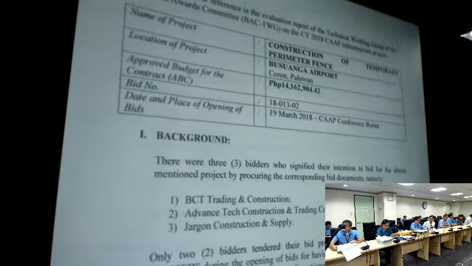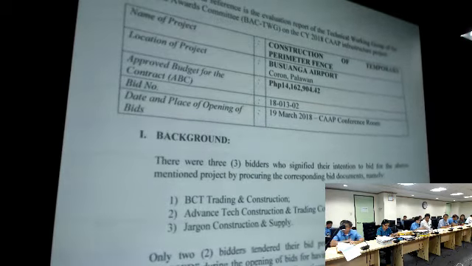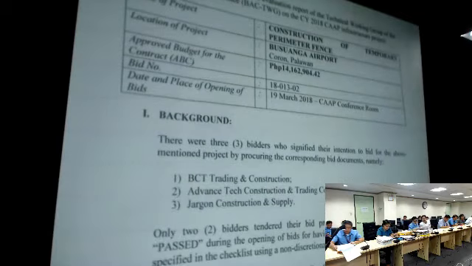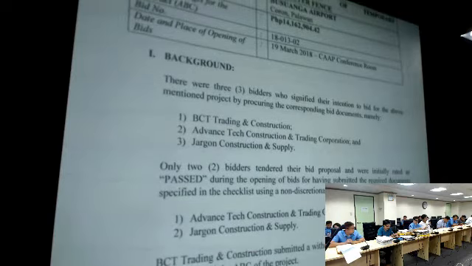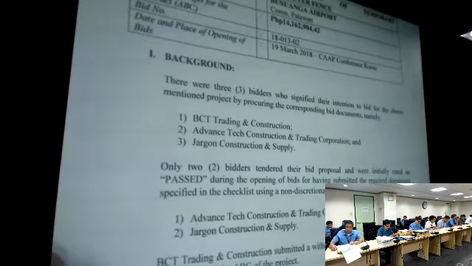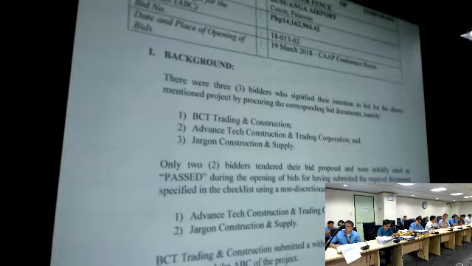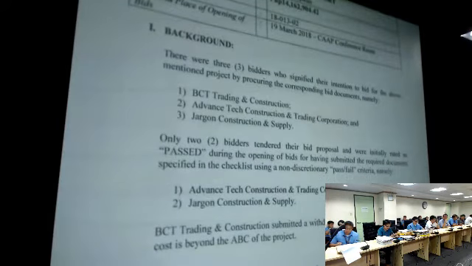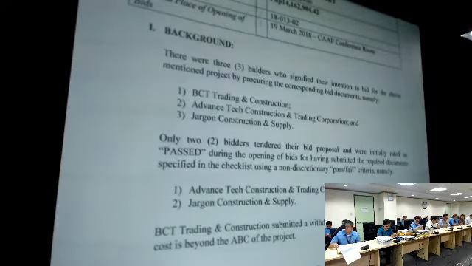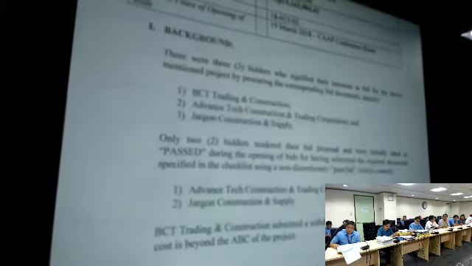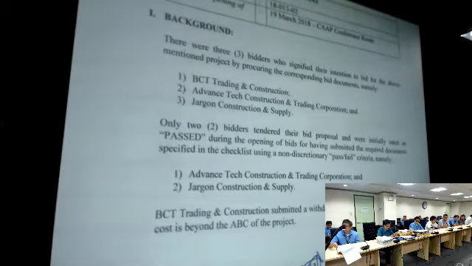Yes, sir. Next is the deliberation report for the construction of temporary perimeter fence at Kuswangi Airport. This is also a DOTR downloaded project, and it was opened last March 19, 2018. There were 3 bidders who bought the bidding documents, namely BCT Trading and Construction, Advanced Tech, and Jargon Construction and Supply. During the submission of bids, only 2 bidders tendered their bid proposal, namely Advanced Tech and Jargon Construction and Supply. And BCT Construction submitted a withdrawal letter citing that their estimated cost is beyond the ABC of the project.